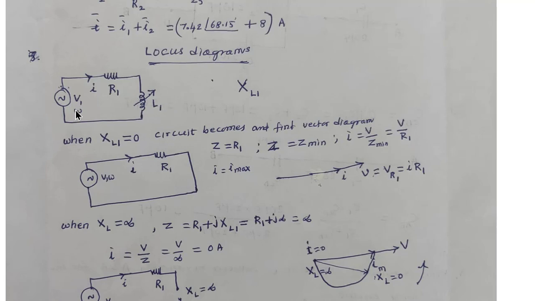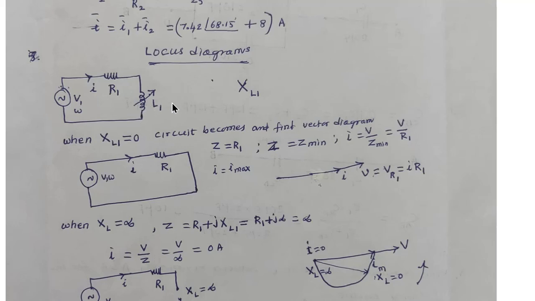So here R1, L1 are connected in series with an AC voltage source V1 whose angular frequency is omega. And the inductive reactance we represent as XL1 or XL, that is given by omega L. And here L is variable, which means XL is automatically variable. So to draw the locus diagram, this variation of the current with variation of the element in the circuit, we take two extreme conditions of the variable element.